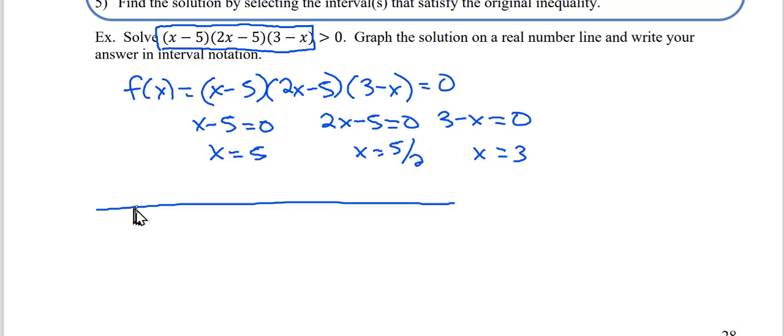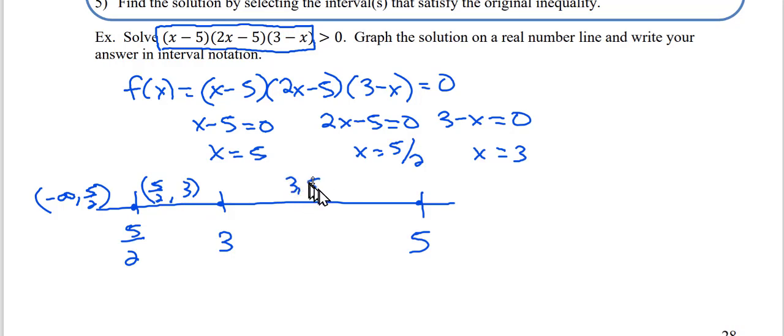From smallest to largest, 5/2 is actually 2.5, so that's going to be the smallest. And then will come 3, and then 5 will be over here. Those are the places, if we were to graph this, that this function would hit the x-axis. That breaks this into 4 different intervals: -∞ to 5/2, 5/2 to 3, 3 to 5, and then 5 to infinity.